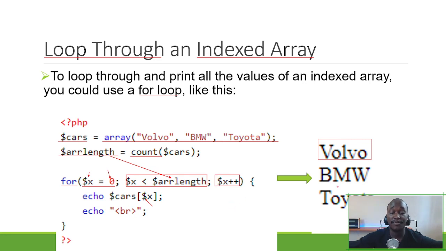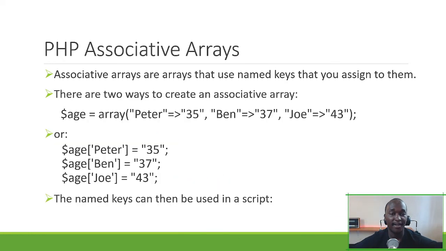The output of this code is going to be this. This is going to rotate 3 times, from 0 to 2. And every time, it's going to add a line break, a new line. So that's why each of these is beginning on a new line. Okay, so that is it about indexed arrays.